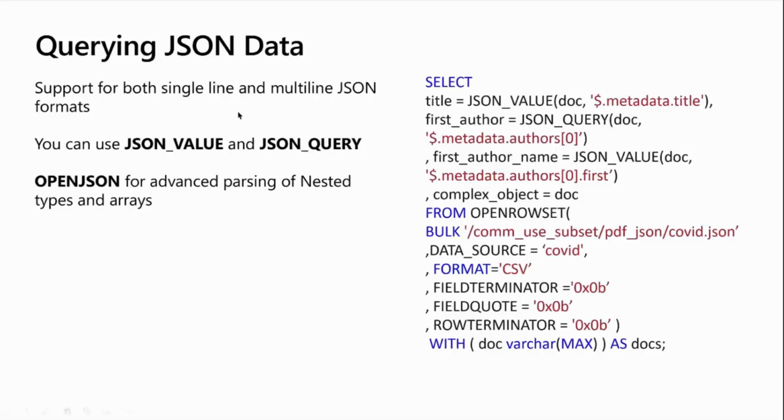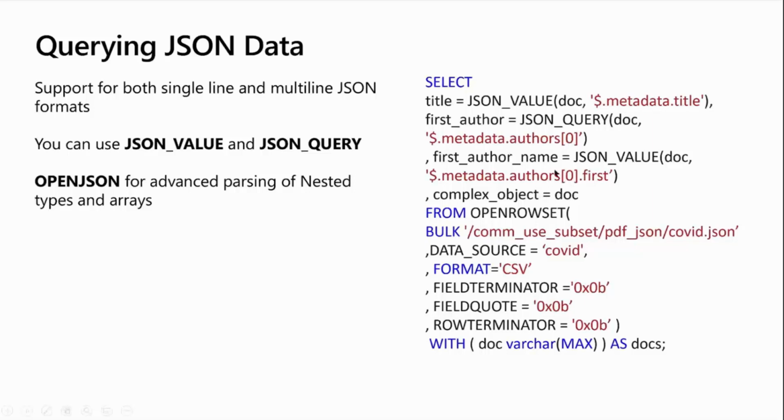So in SQL Server, I believe it was 2016, we got native JSON support. So all the functions, or most of the functions, such as JSON_VALUE, JSON_QUERY, and OPENJSON are available to us. Here you can see we're putting in that 0x0b for the terminator. We're telling it it's a CSV even though we know it's a JSON file, so there's not a format JSON, it's just CSV. We're loading the doc into a varchar(max), and then we're setting the title, saying go into the doc and give me, from the root, the metadata.title element and metadata.authors, and give me the first value.